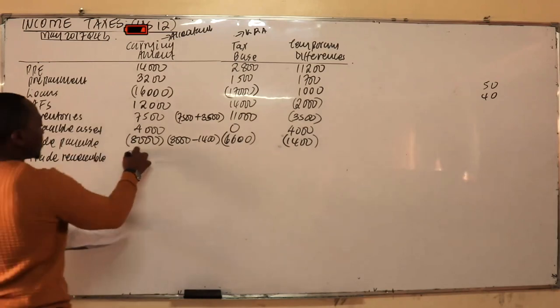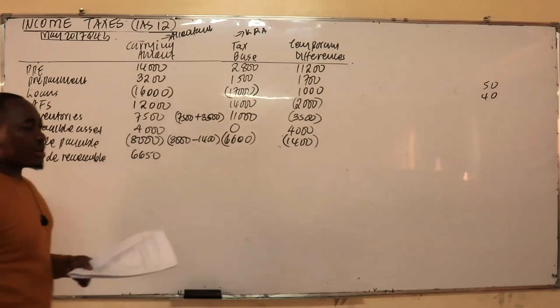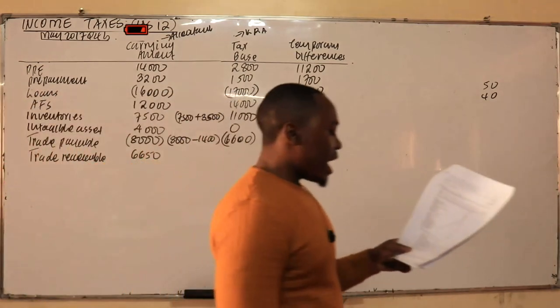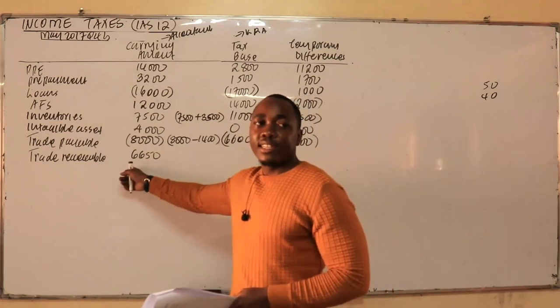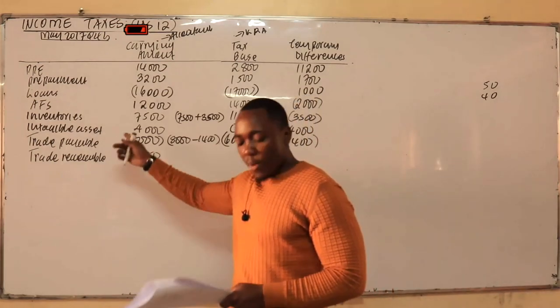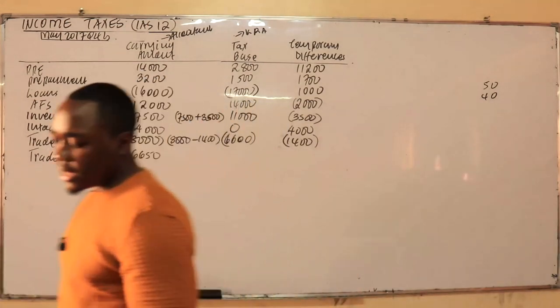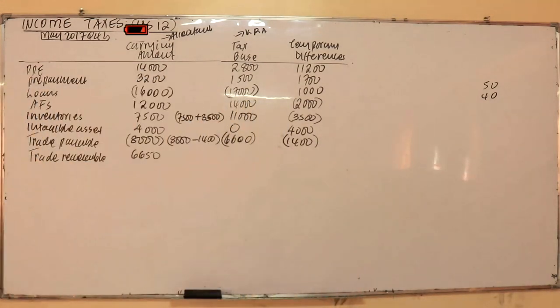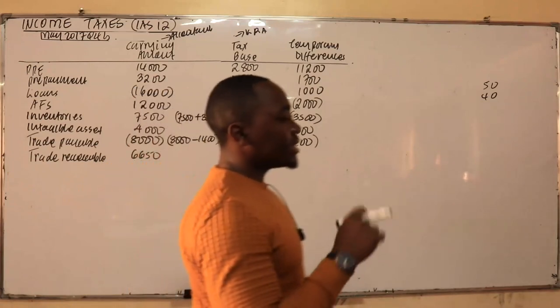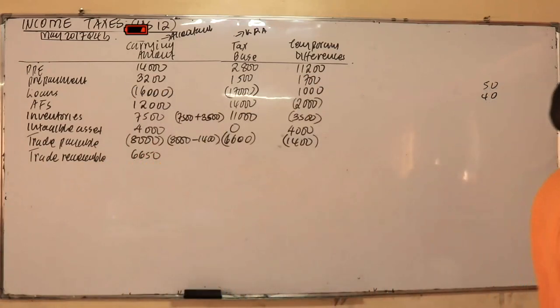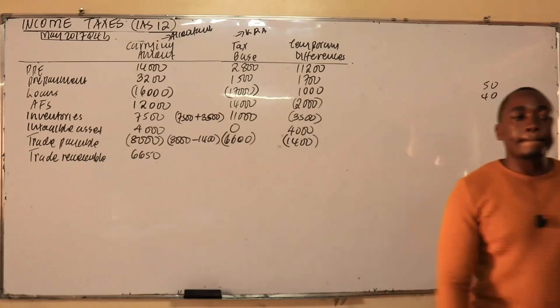The amount of 6650, good. Now let's adjust. Trade receivable are stated net. If this is net, that means they have deducted something, right? So automatically do what? You add back, good. Trade receivable are stated net of general allowance for bad debt at the rate of 5% of the gross receivable. The general allowance for bad debt is not tax deductible until they become what? Specific. Yeah, you see that provision for doubtful debt is a disallowable expense until they become specific. Now, can you add the 5% and give me the tax base? Add the 5%.